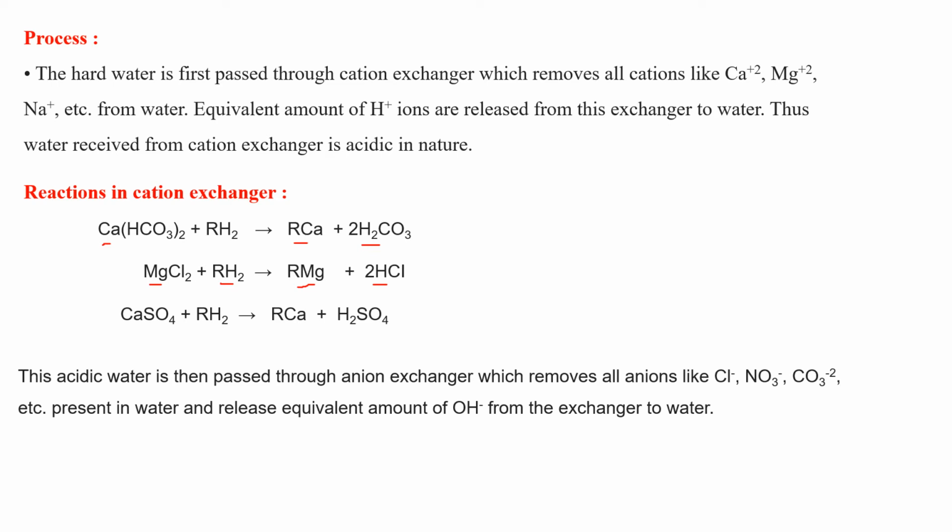So here we can say whatever cations are present in water, like calcium, magnesium, Na plus etc., will be retained by the resin, and in exchange we get H plus ions in the water sample. So the water coming out from the cation exchanger resin is acidic in nature, and this acidic water is then passed through the anion exchanger resin, where it will remove all types of anions present in water.